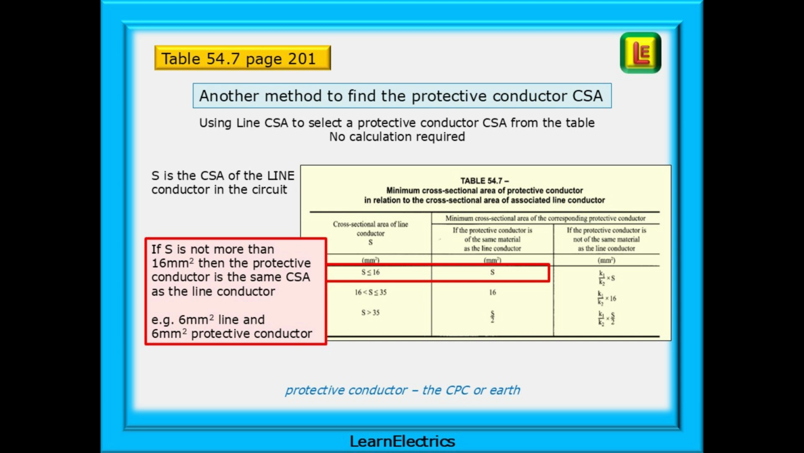This is shown in table 54.7 on page 201. It is called the tabulated method because we find the answer in a table and not by calculation. There are 3 rows to choose from. The top row is highlighted here. If S is not more than 16 square millimeters, then the protective conductor is the same CSA as the line conductor. For example, 6 square millimeter line and a 6 square millimeter protective conductor, or CPC.